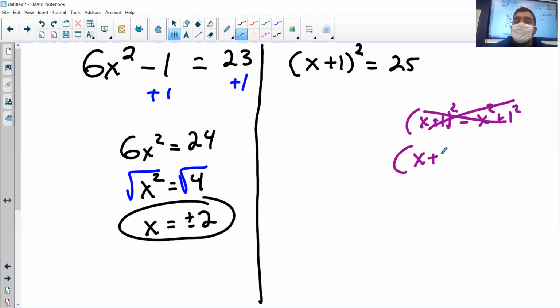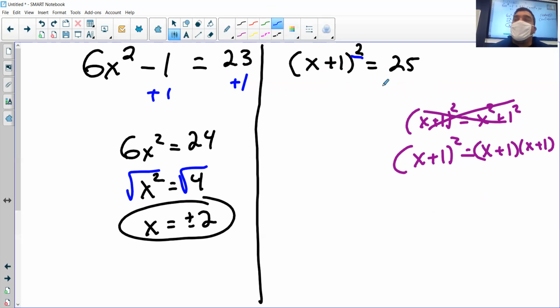So x plus 1 squared, this is what it actually becomes: x plus 1 times x plus 1. Does this feel familiar? Foil. Yeah, you gotta foil it, but that's annoying to foil, so I'm not gonna use that either.